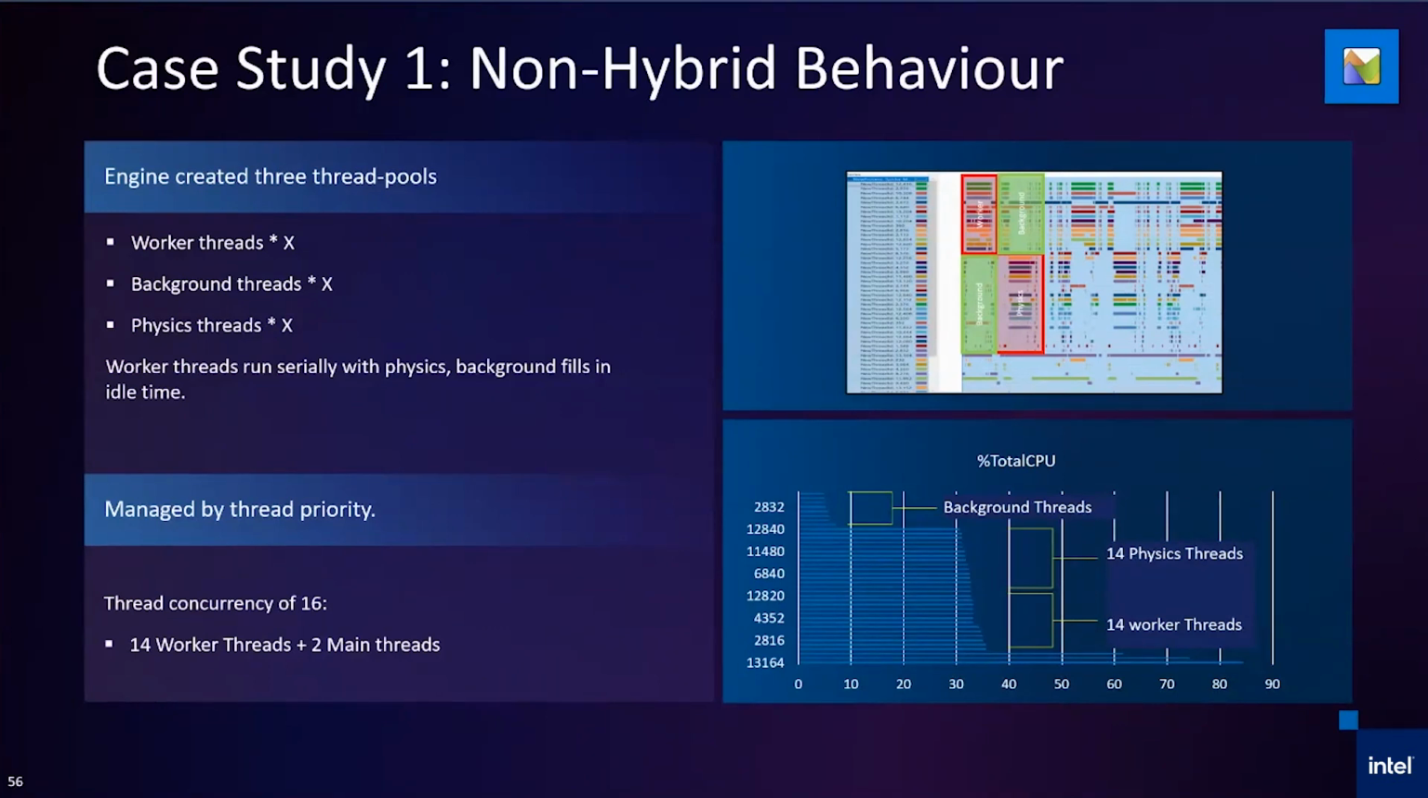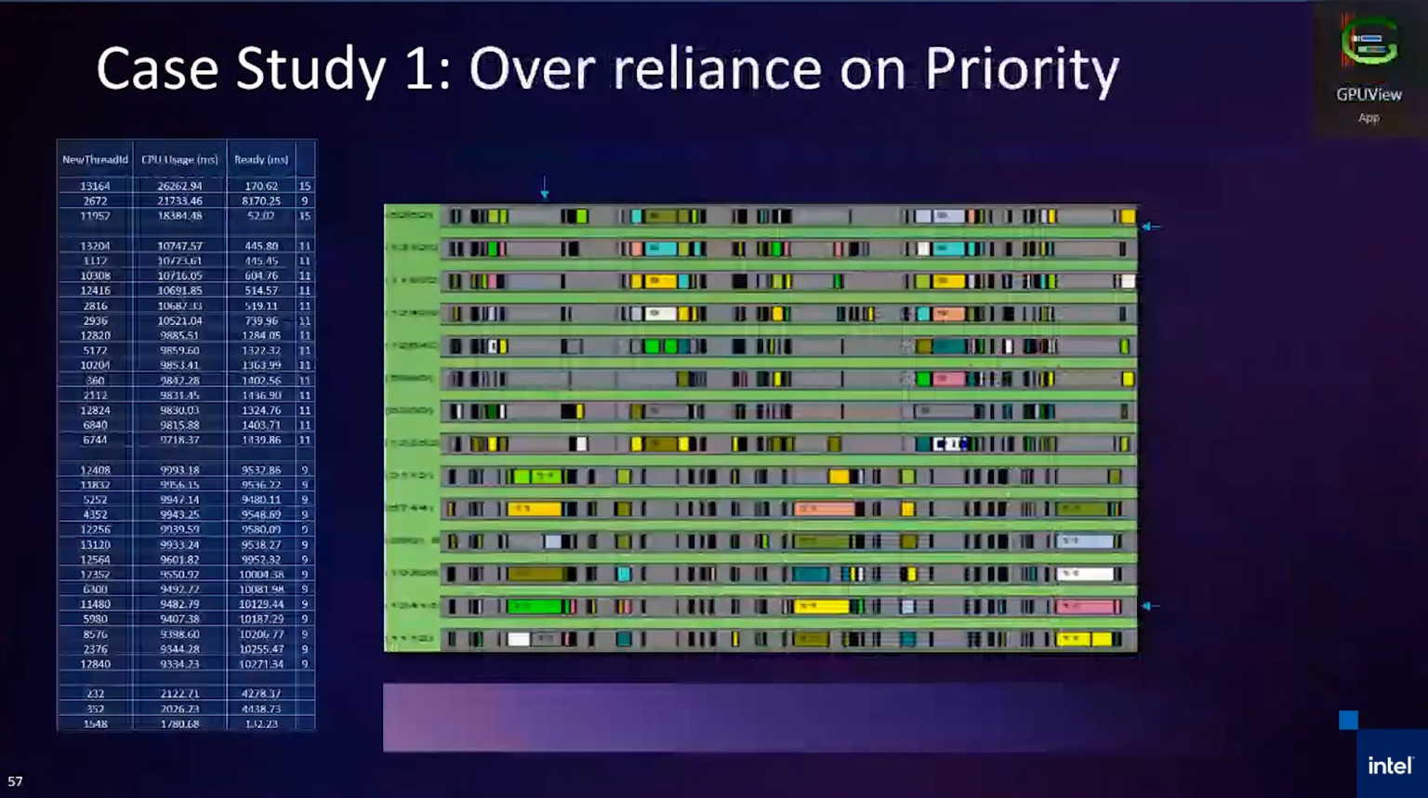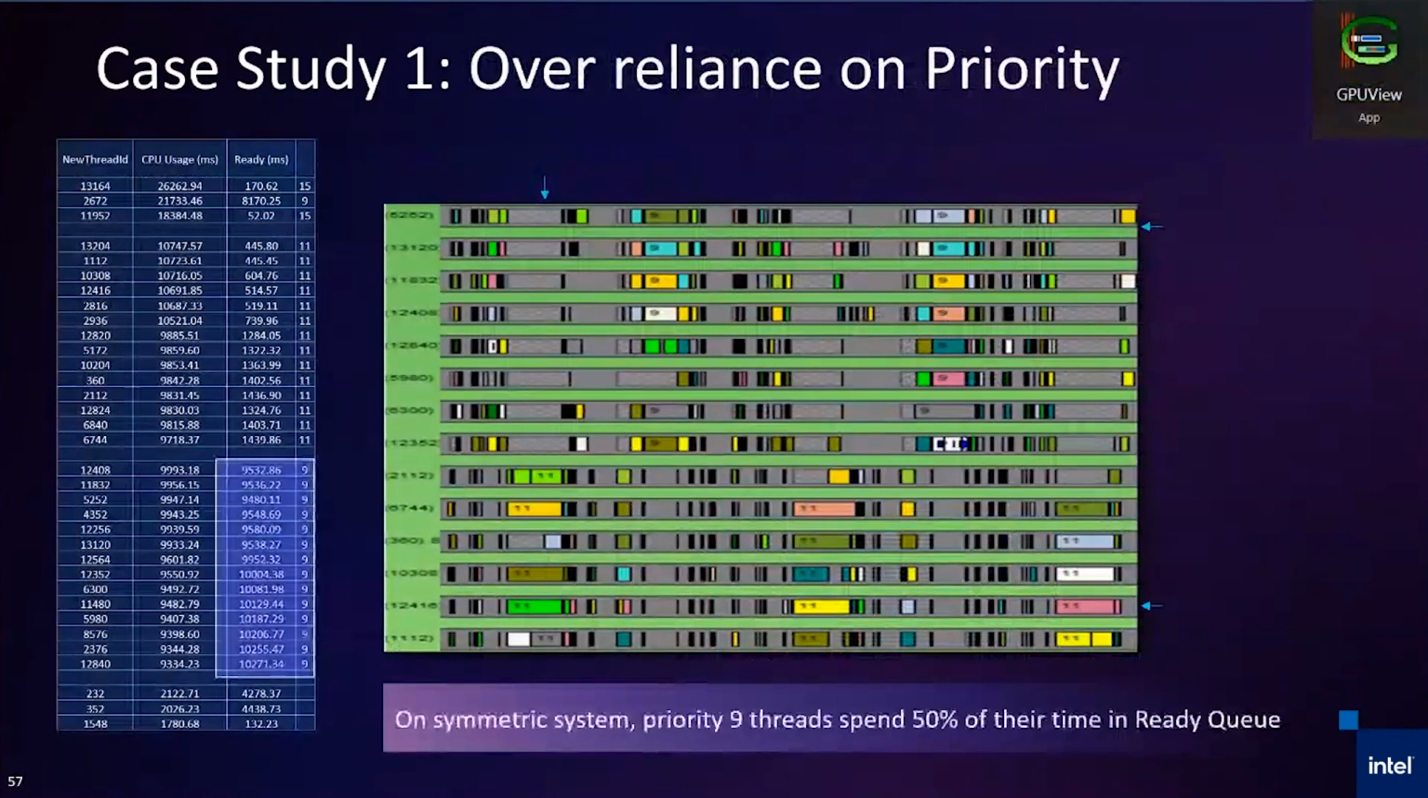You can see here the number of threads in each of the pools seems to actually be based on CPU topology. So it's creating exactly the same number of worker threads as physics threads. You can see here the background threads in theory don't actually take much time in this application. This is all about how priority and preemption works and how it changes on hybrid potentially. The application on a non-hybrid system was actually spending the priority 9 threads half of their time in those shared ready queues.